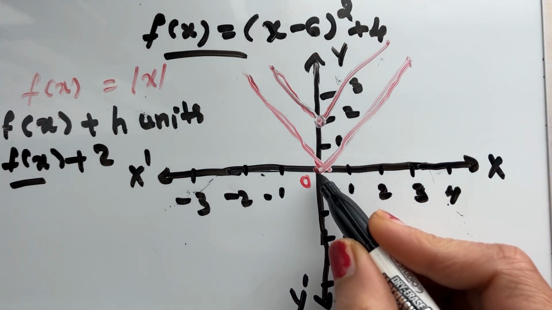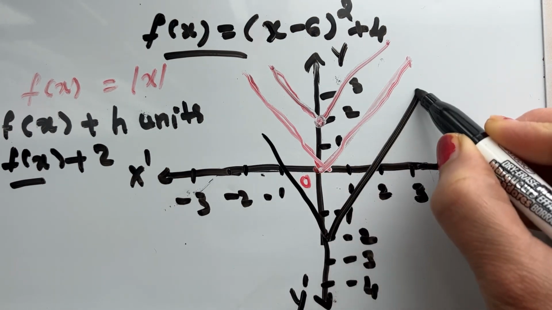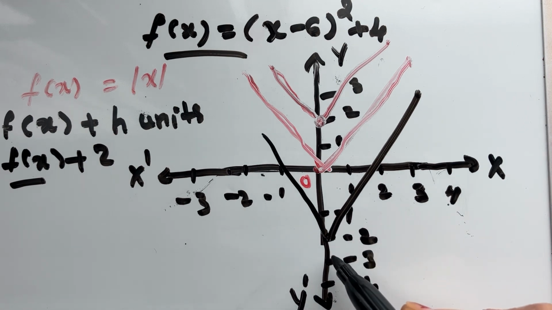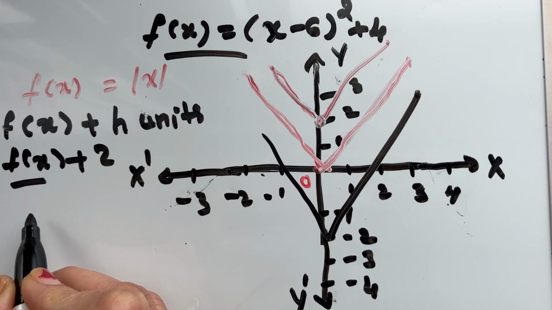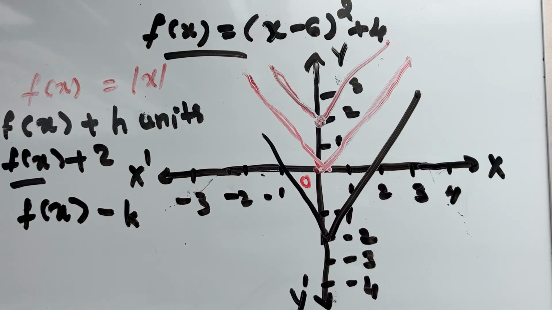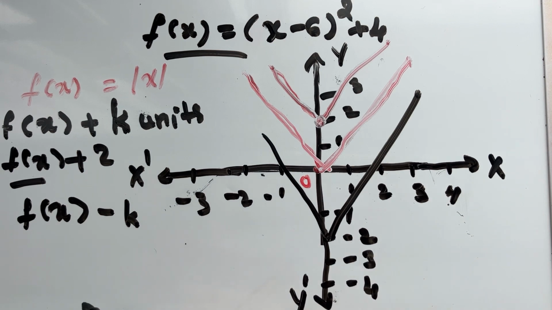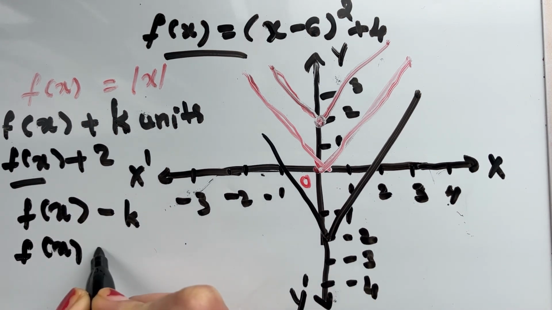If this function moves downwards, for example k units down, you have to consider the new function as f of x minus k. Whatever the units it moves, here it moved 2 units downwards, so you have to take f of x minus 2.